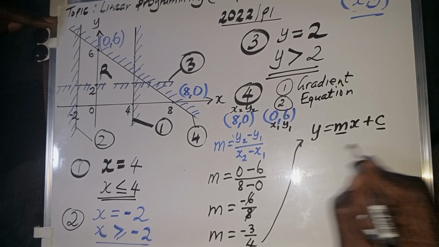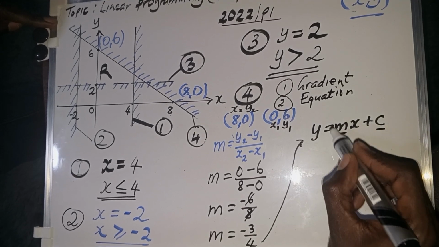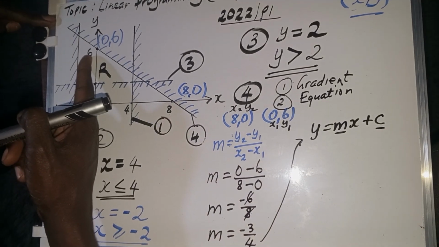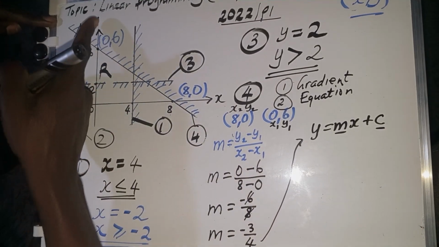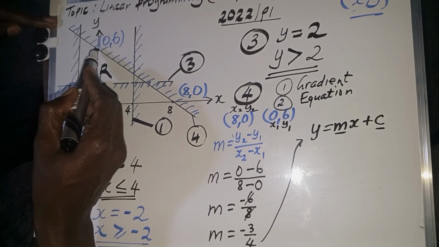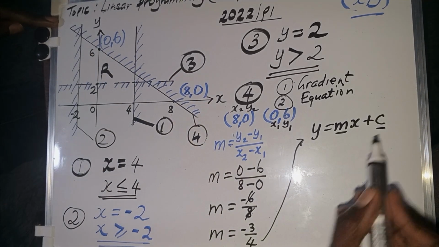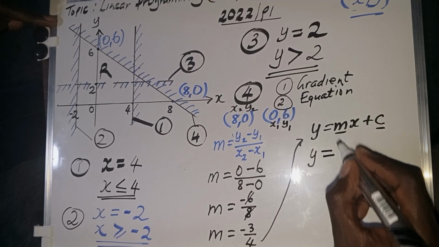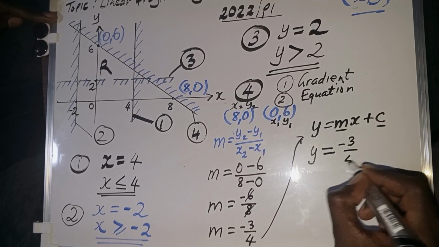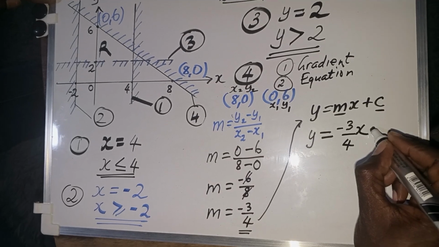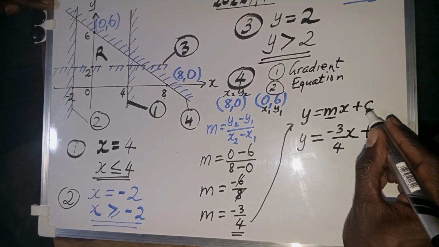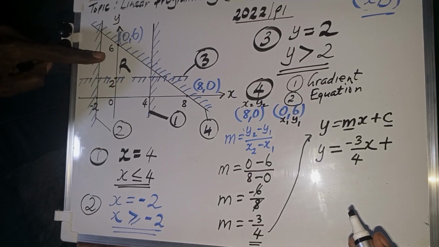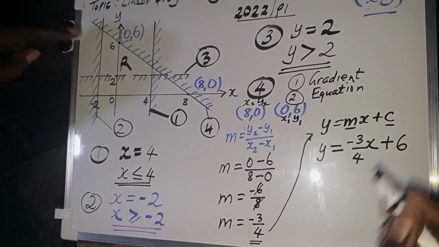So I can now write the equation. I replace the gradient, which I found here, and the y-intercept, which I know is 6, because that is where this line is cutting the y-axis. It is at the value where y is equal to 6, and that is your y-intercept. So it will be y is equal to my gradient, negative 3 over 4 x, plus my y-intercept where the line is cutting the y-axis, which is 6.